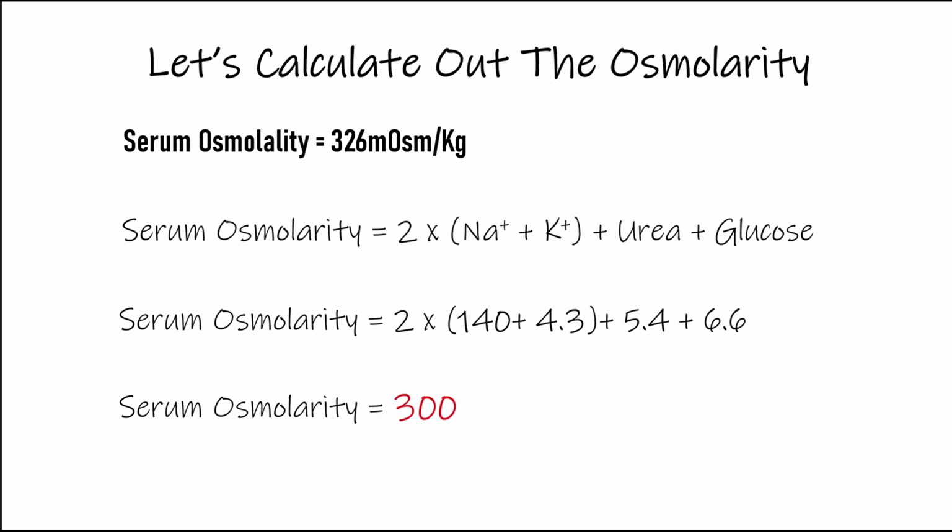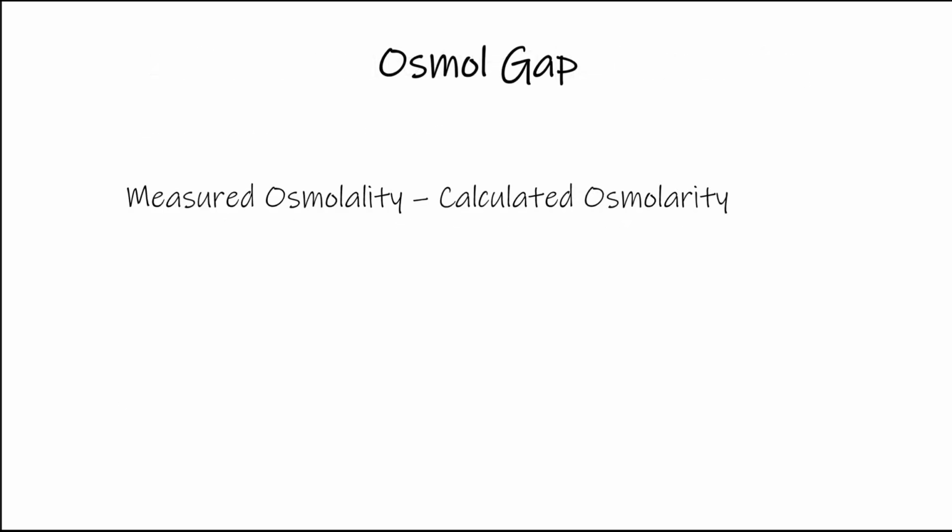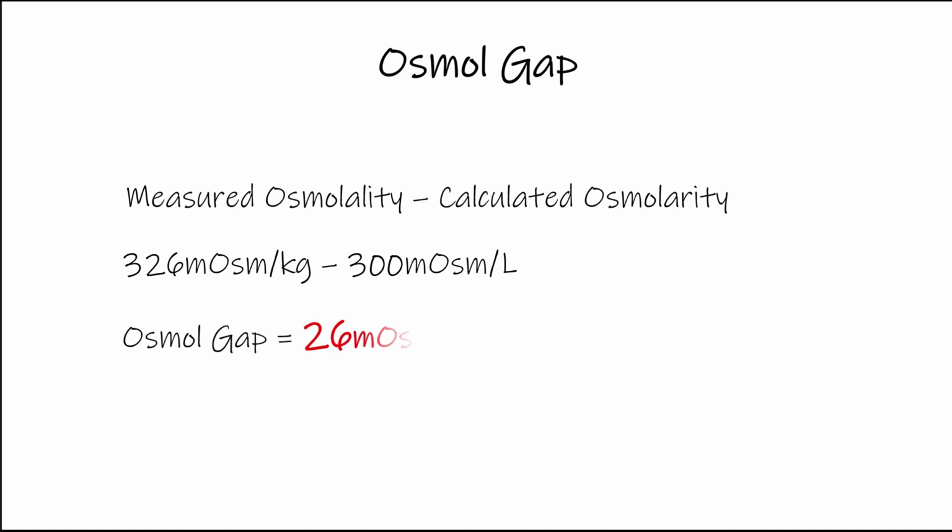So there's clearly an osmol gap. Osmol gap is the measured osmolality minus the calculated osmolarity, and that's 326 minus 300, and that gives us an osmol gap of 26 milliosmoles per kilo. And what that represents is particles that are in the bloodstream and in the extracellular space that are osmotically active. Each particle is a milliosmol. But we're not able to actually measure those particles with our routine labs.